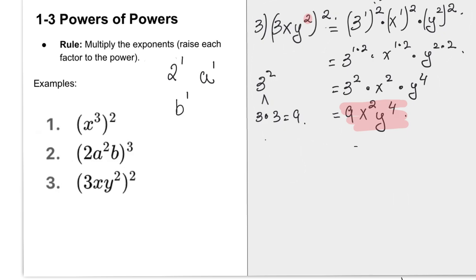5 raised to the second power raised to the third power will be 5 raised to the 2 times 3, which is 6. I'm not going to evaluate that. And then x raised to the third power, and then that raised to the 5th power will be x to the 15th power. Again, we're multiplying the exponents. Let's go ahead and write our rule as a summary.